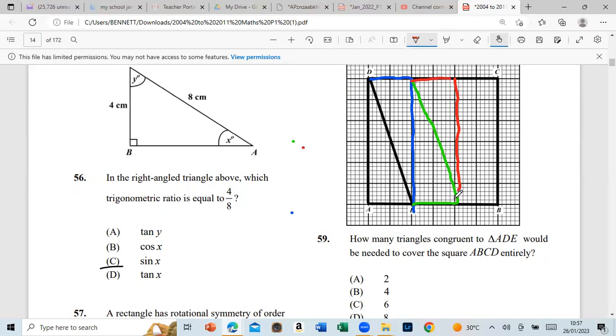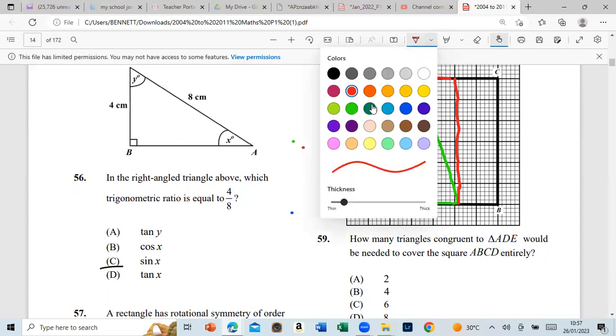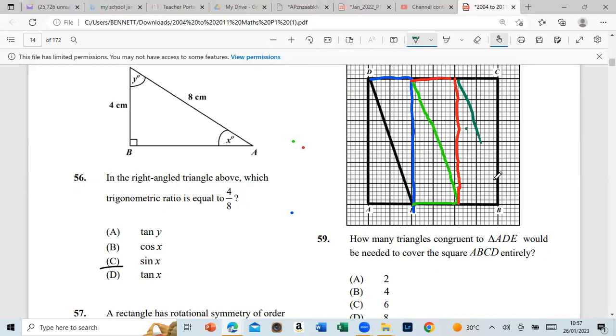Alright. Change the color again. I just want to show it around. So basically, right, and then we can name them. How many triangles congruent to ABV will be needed to cover the square entirely? Let's see how many now. 1, 2, 3, 4, 5, 6. Alright, so it would need 6 in all, and that is our answer.